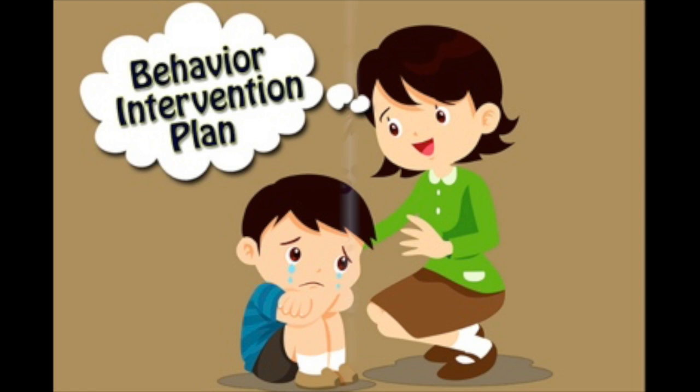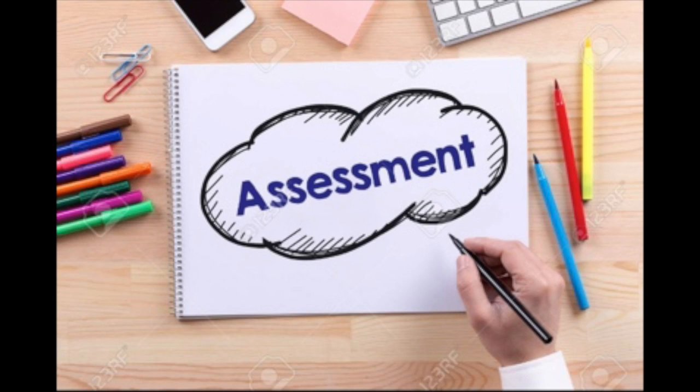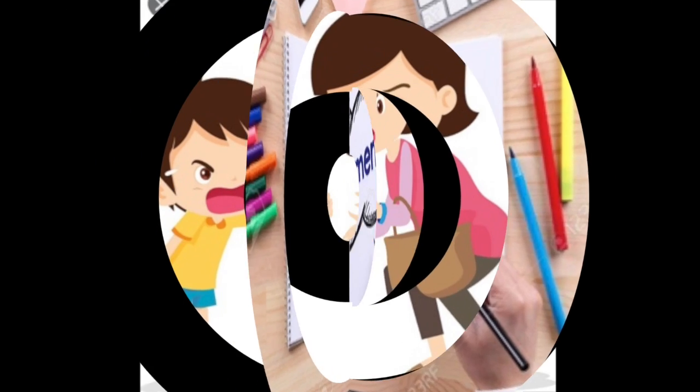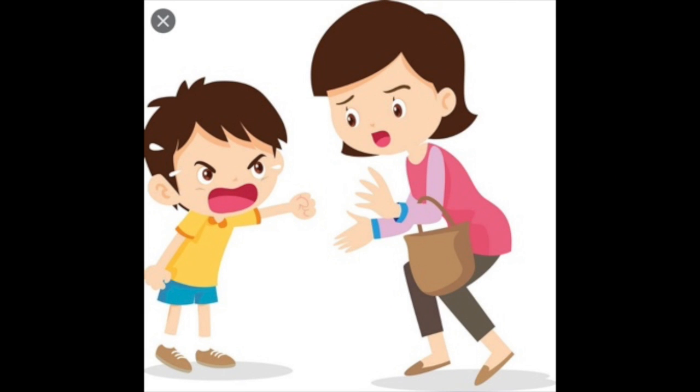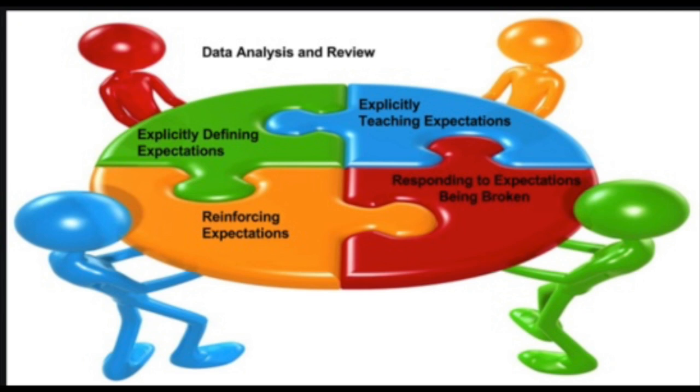A behavior intervention plan is a document that describes just how the IEP team will help improve the child with his or her behavior. And this plan will then be included in the IEP that will follow the child throughout his academic career.